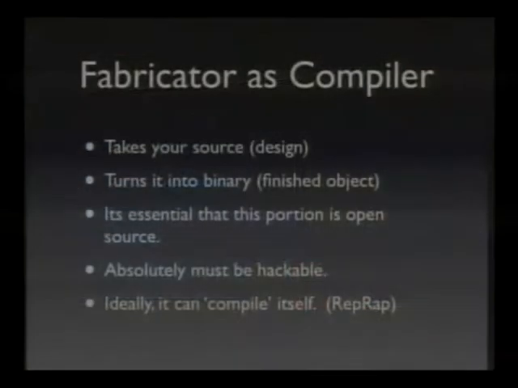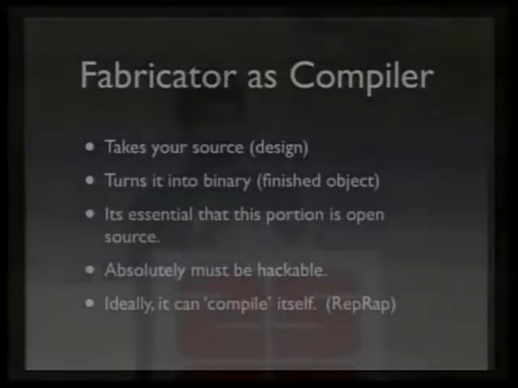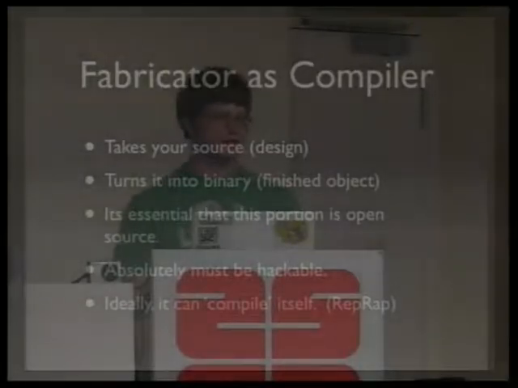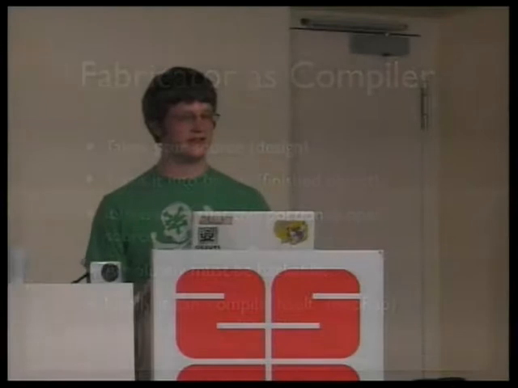So the machine itself, I like to think of as the compiler. You have a machine, and you feed it some sort of digital representation of a real object, and then it transforms that design into a real physical object that you can hold, or a binary. So you have your source code, it takes it, crunches it down, and it turns it into something that will run on a computer, and then execute your instructions.